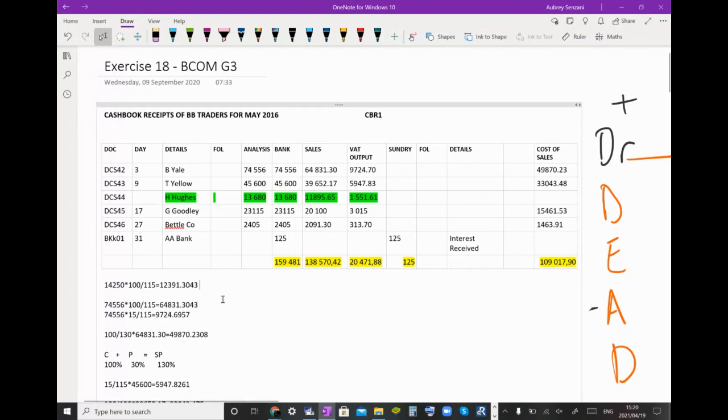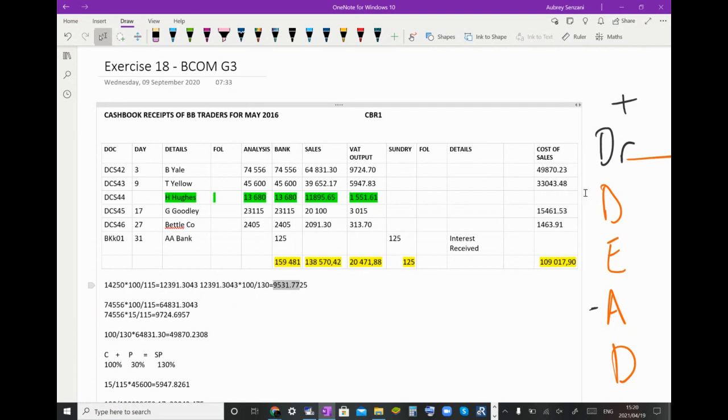Now we want to get the cost of sales. We said that our cost of sales was 100, so do this in the interest of time. We take that amount, put the 12,000, times 100, what we want divided by what we have, which is 130 for selling, and then that is the amount that we are supposed to put into cost of sale.